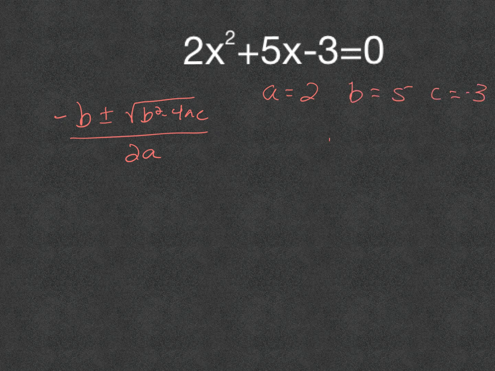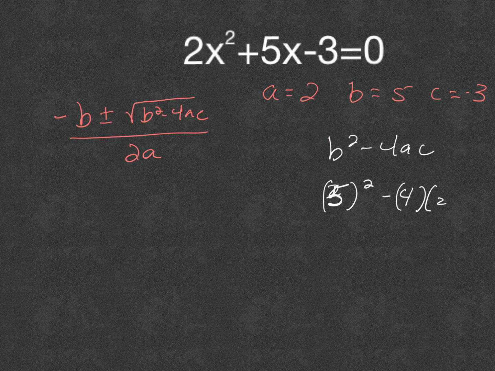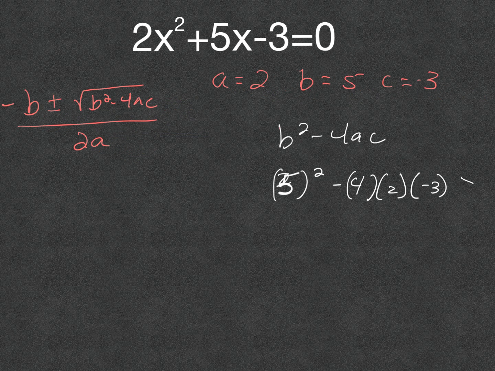Okay? Now, I'm going to put it in the discriminant. The discriminant is b squared minus 4ac. So we're going to get, b is 5, so 5 squared minus 4 times 2 times a negative 3. Oh, we're going to get a positive, that's greater than 0. Great. So we have 25 plus 24 equal to 49. That's the discriminant. Ooh, that's going to be a perfect square also.